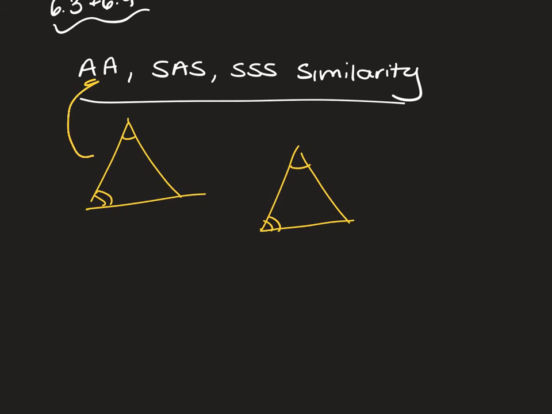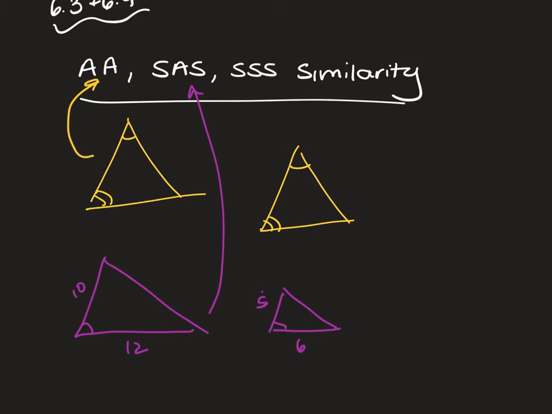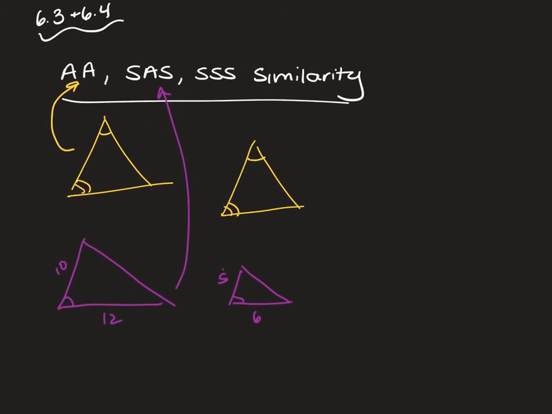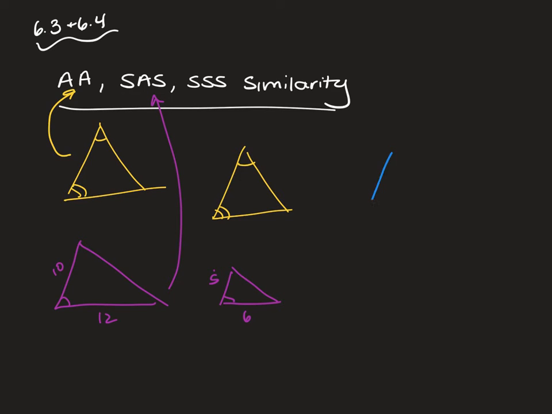Side, angle, side was if I had two sides proportional and one pair of congruent angles. So if this is like 10, this is 5, this is 12, this is 6, this would be side, angle, side similarity. And then the last one is side, side, side, and this is where all three side lengths would be proportional. So if this is 4, this is 8, this is 5, this is 10, this is 6, this is 12.